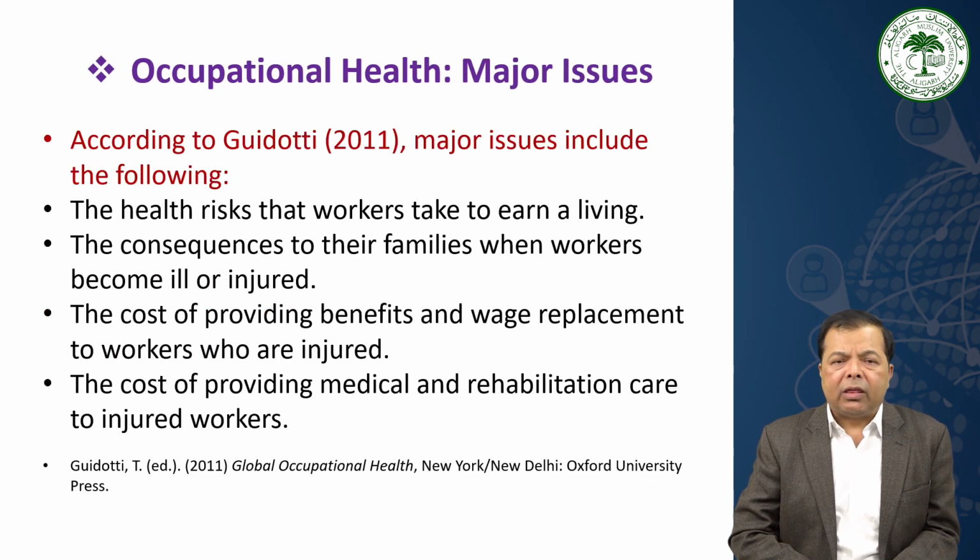Then, what are the major issues basically related to occupational health? Now, Guidotti, in a publication which got published in 2011, talks about the major issues related to occupational health, and the issues include the health risks that workers take to earn a living, then the consequences to their families when workers become ill or injured, then the cost of providing benefits and a wage replacement to workers who are injured, the cost of providing medical and rehabilitation care to injured workers.